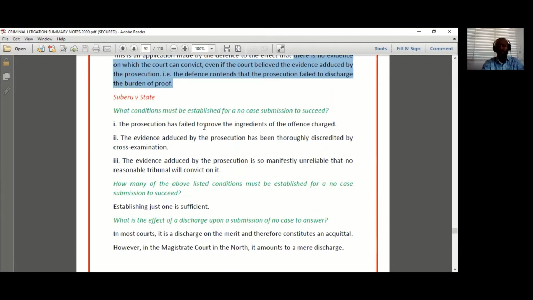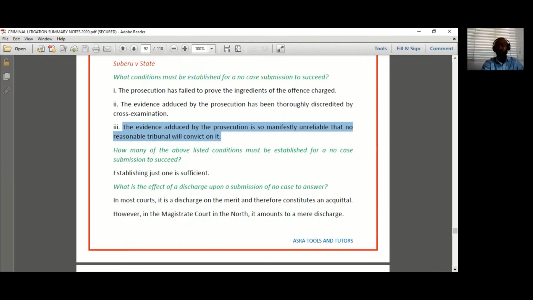It may succeed if the prosecution has failed to prove the ingredients of the offense of which he was charged. For instance, if they failed to prove that there was that intention to kill in the case of murder. It will also succeed if the evidence which the prosecution has adduced has been thoroughly discredited on cross-examination. And it may also succeed if the evidence is so manifestly unreliable that no reasonable court would convict upon such evidence. All right, so on any of these grounds, a no-case submission application would succeed.